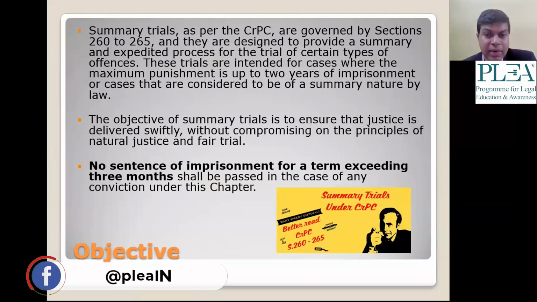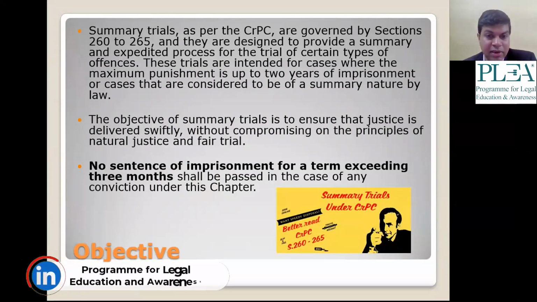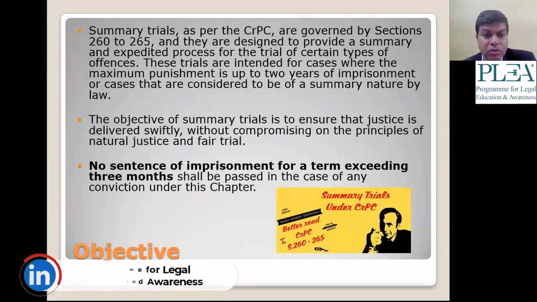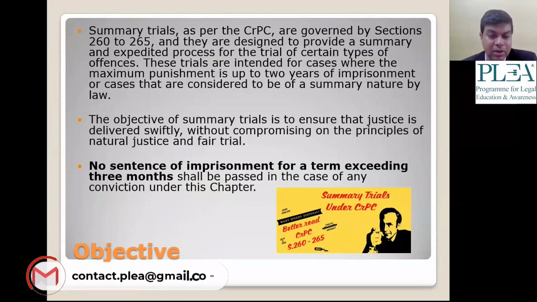The objective of summary trial is to ensure that justice is delivered swiftly without compromising on the principles of natural justice and fair trial. No sentence of imprisonment for a term exceeding 3 months shall be passed in the case of a conviction under this chapter.